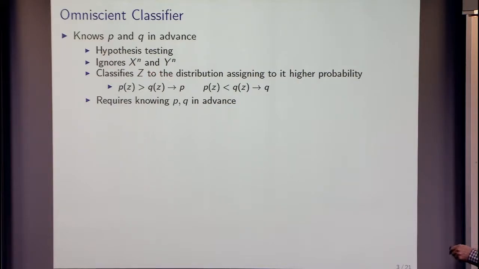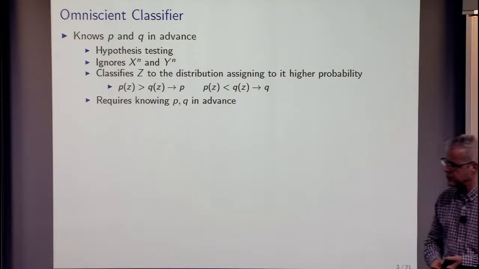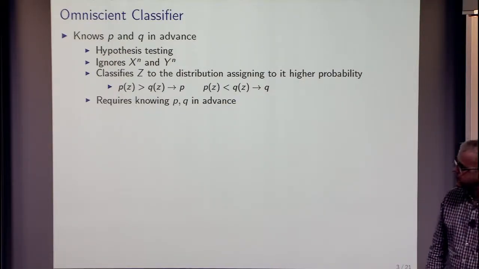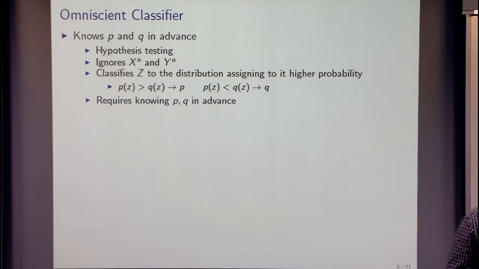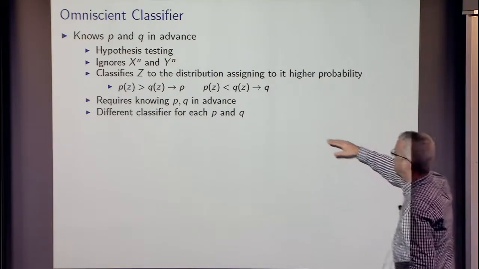Of course, this omniscient classifier requires knowing P and Q in advance. You need to know the distribution P and distribution Q in advance. In reality, that's never the case. If we look at movies, you don't know the distribution of good movies or the distribution of bad movies; that's the thing you want to learn. This is maximum likelihood, right? This is maximum likelihood. No, okay, so you're talking about up to here?